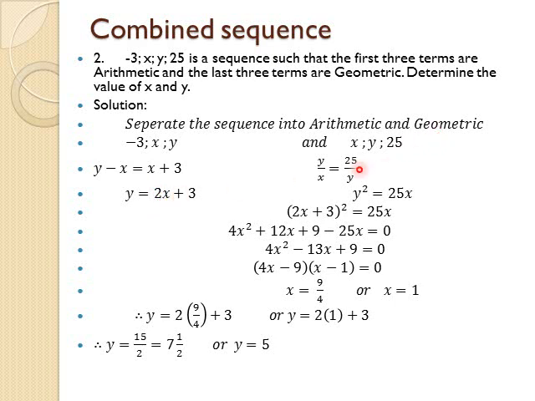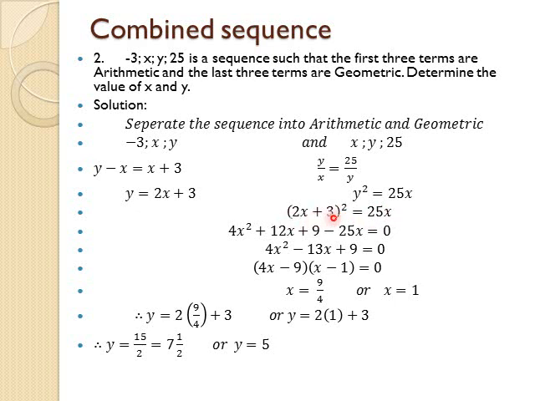For geometric, it will always be term 2 divided by term 1 equals term 3 divided by term 2. Right, so term 2 there is y divided by term 1, which is x, equals term 3, 25, divided by term 2, which is y. If I cross multiply, y times y is y squared, and 25 times x gives me 25x. Right, so if I substitute y equals 2x plus 3 to have only one variable, I have 2x plus 3 squared equals 25x.